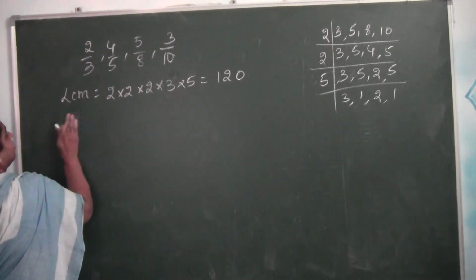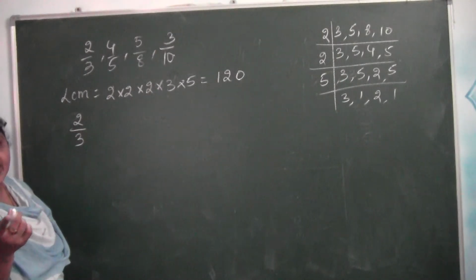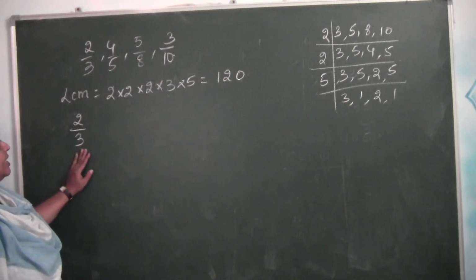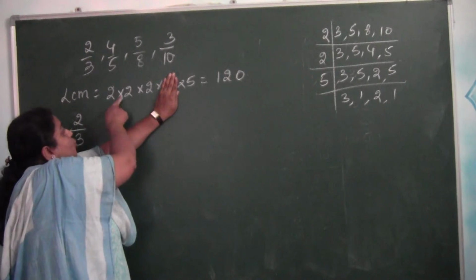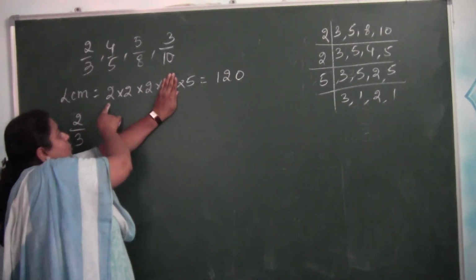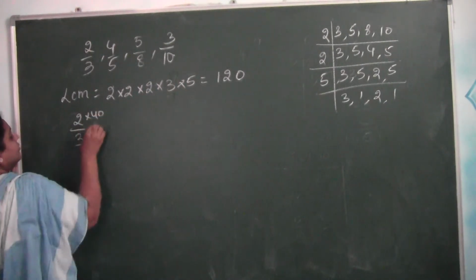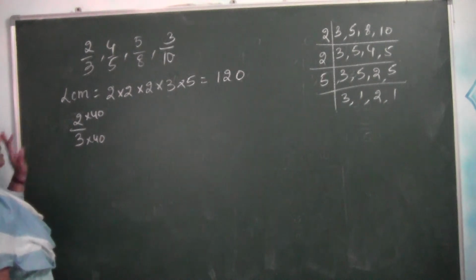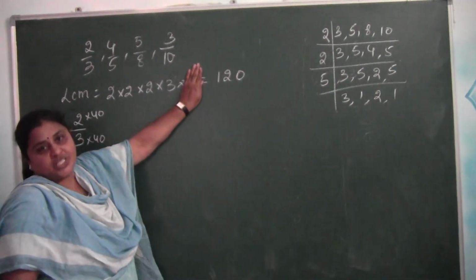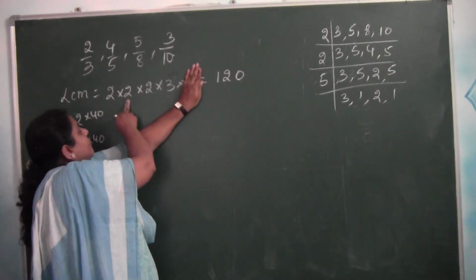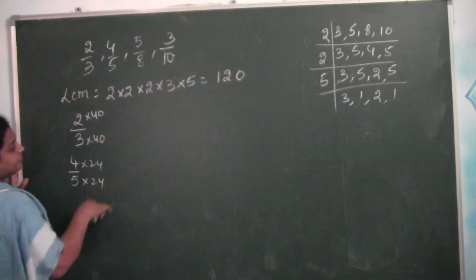Now let us take the first number, 2 by 3. Let us apply the logic that I explained in the previous problem. My denominator is 3. I have 3 here. Let me close 3. What are the numbers left over? 2, 2, 2, 5. Now let us multiply. 2 2s are 4, 2 4s are 8, 8 5s are 40. It means 2 into 40. Next, 4 by 5. 5, I am just closing it out. 2 2s are 4, 2 4s are 8, 8 3s are 24. It means 4 into 24.